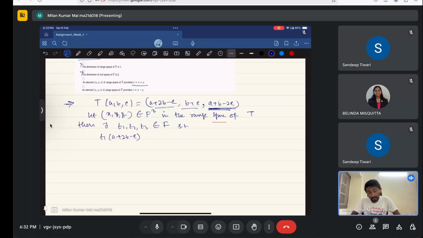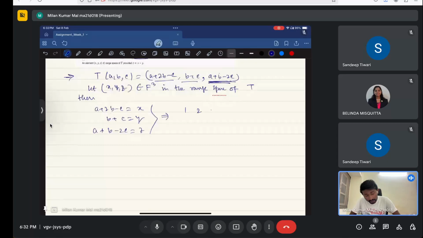Okay, if x, y, z equals 0, sorry, then in that case, there is no T1. Then what will happen? A plus 2b minus c will be x, b plus c will be y, and a plus b minus 2c will be z. So one can transform this system of linear equations to a matrix form: 1 2 -1, 0 1 1, 1 1 -2, times a b c, equals x y z.